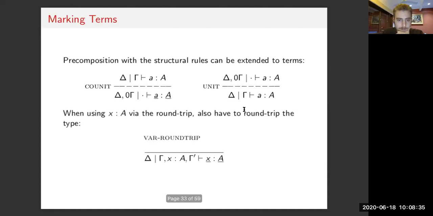Okay. And now I can explain why we had to have that underlining business in the round trip rule. Here we have the base case of the round trip. We're using the variable x via the round trip, but we should also be applying the round trip to the type. So when I write the underlined A here, I mean the type A, which has been passed through both of these admissible rules. What this means is just underlining all of the free variables in the type A. Right.